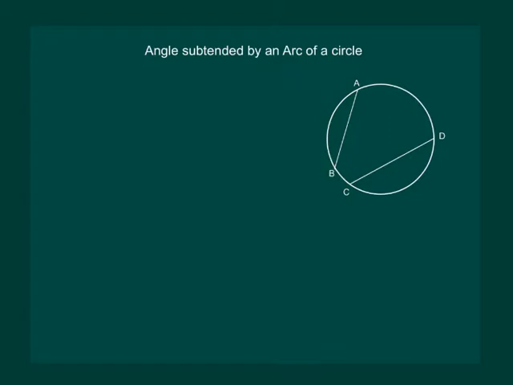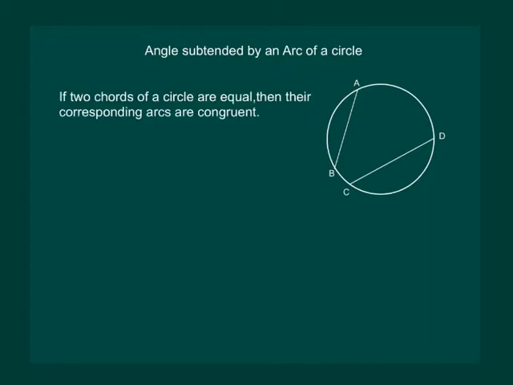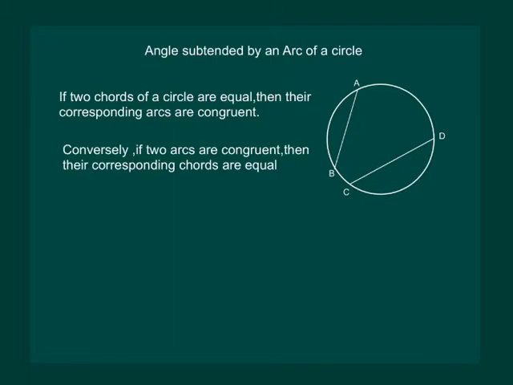This shows that equal chords make congruent arcs, and we get the result that if two chords of a circle are equal, then their corresponding arcs are congruent. That is, they will lie on each other completely. The converse of this result is also true, according to which if two arcs are congruent, then their corresponding chords are equal.